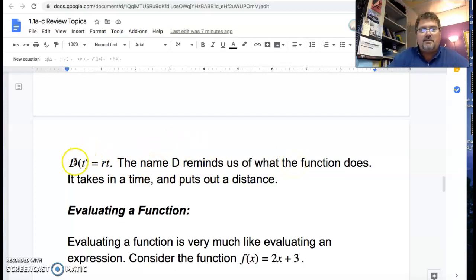It would make sense to call this g, would it? I mean, because we're really talking about the word distance. So we're going to use something that's friendly that reminds us of what this thing actually does. And it takes in a time and puts out distance.